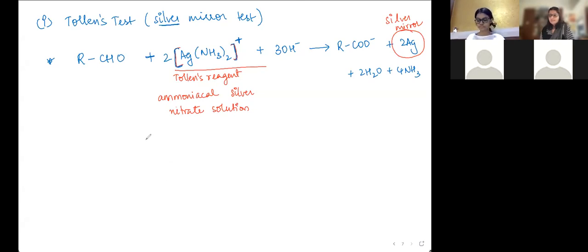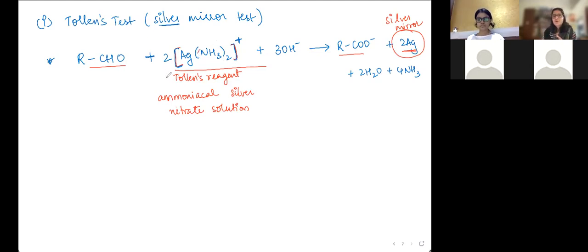Cool. Okay, so this is Tollens test, also called silver mirror test because of the characteristic silver mirror you get there. Things you need to remember: one, what is happening in this test is oxidation of aldehydes. So aldehydes are oxidized, and silver itself is getting reduced. Silver is the oxidizing agent here.